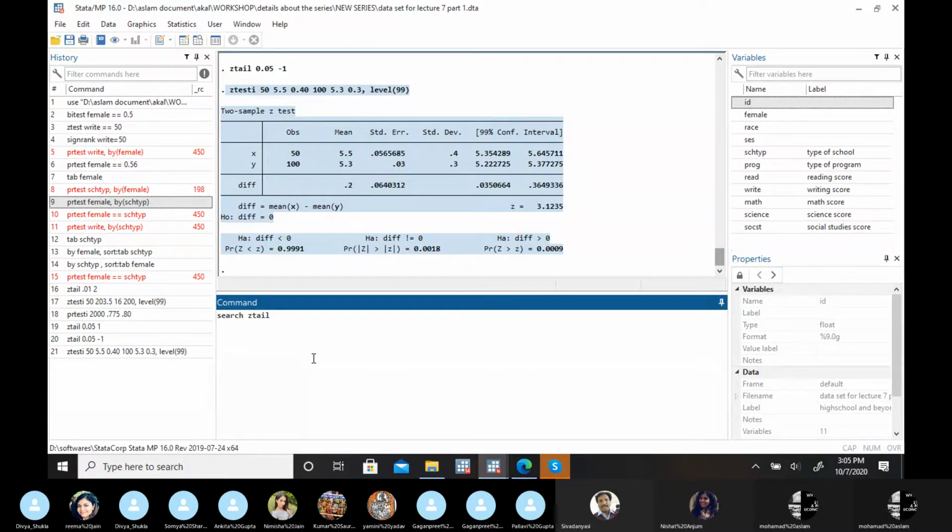If there is no data set in your Stata so far, not a problem. Just start your Stata and go to the command window.